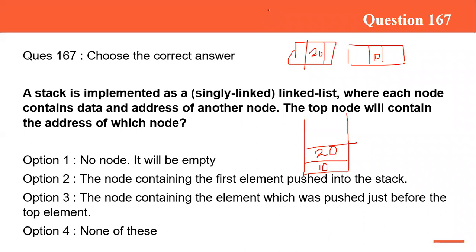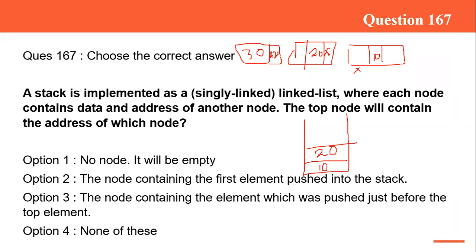What will 20's address part store? Address of 10. Very simple, right? Whichever top element you are adding, that will store its previous top address. Right? 10's address. For example, this is X. X will be stored here. Now, if you insert one more element, what will happen? 30 will be the top element. It will store the previous element, which is nothing but 20's address. Address of 20.